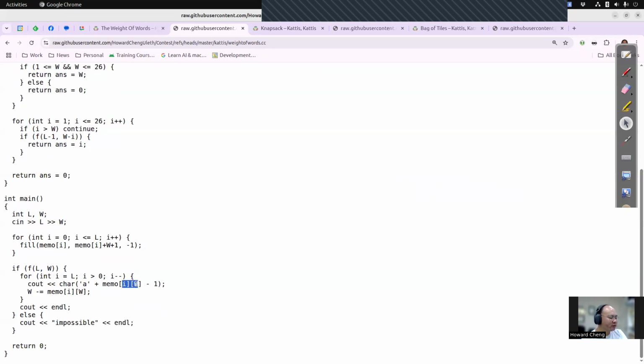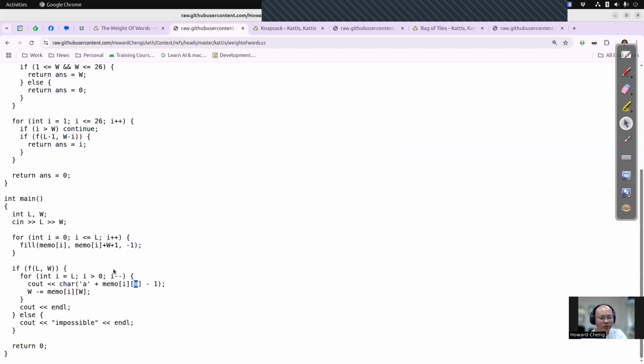Okay, so I go backwards, I read off the table entry for L and W. Originally, that would be the first letter, a letter I use. But remember, it's 1 to 26, so I have to subtract 1 to go from 0 to 25, and then add the little a to get the ASCII value of the letter I want, and then convert it back to a character. And now that I printed the character, I need to adjust the weight that I'm looking for. I have to get rid of the weight of the character I just printed, so that when I go down to the next level with one less length, I would use the correct W to look up the next character to use.